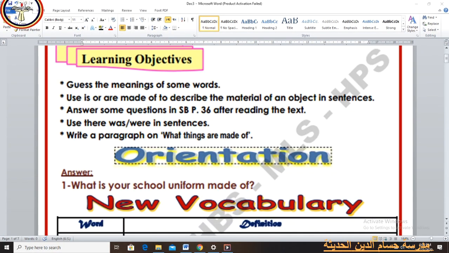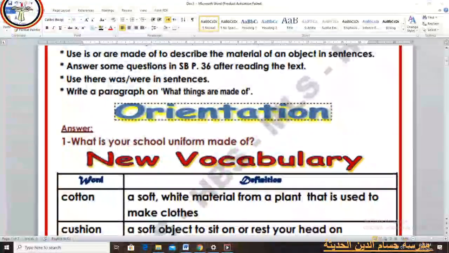Now, what about our warming up? Yes, what's your school uniform made of? Can anybody answer? Yes, Muhammad? Of course, you are right. My school uniform is made of cloth.